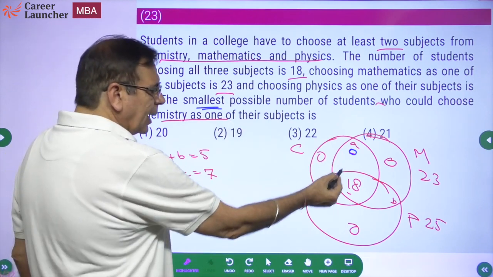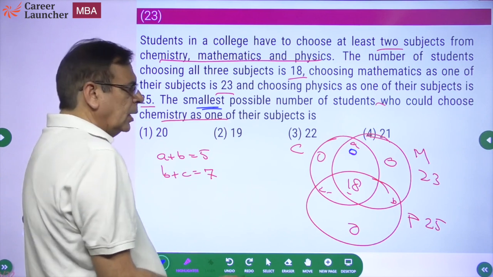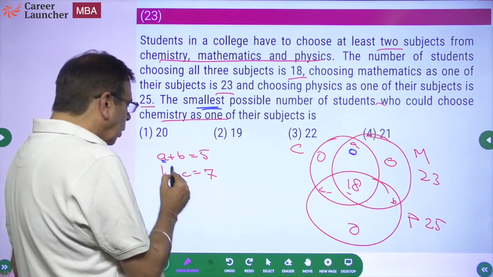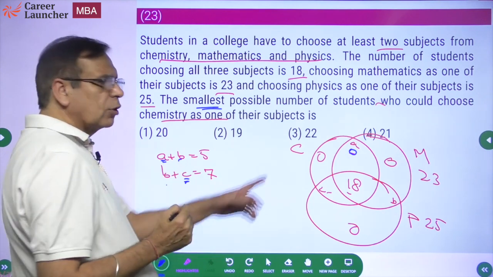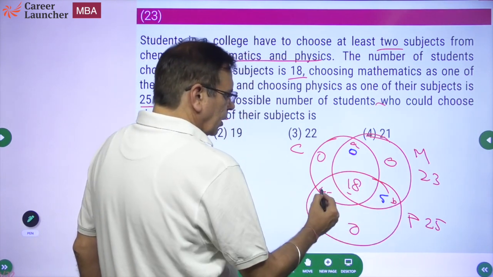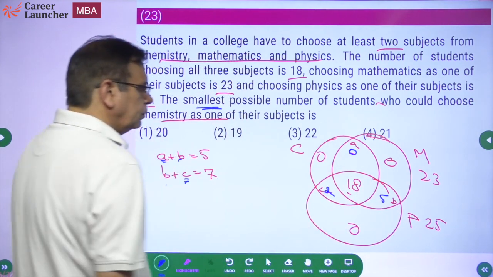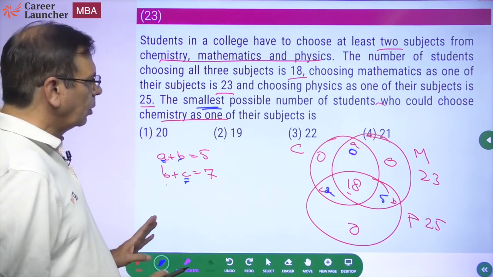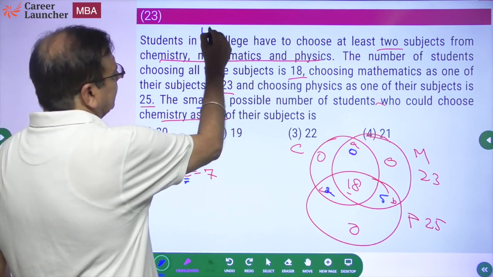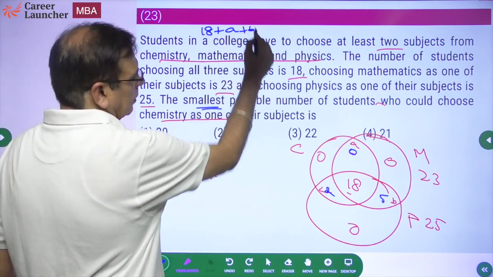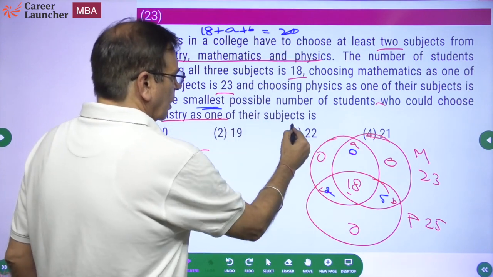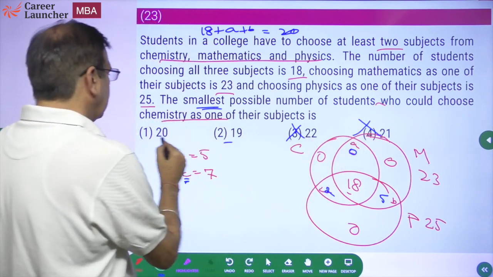So I will start by keeping A and C as small as possible. If I have to keep A small, B will be bigger. If B is bigger, C will be small. So both these are small means B is bigger. So the smallest possible value of A is 0. If A is 0, B will be 5. C will be 2. Right? So what are we looking for? We are looking for chemistry. What is chemistry? We are looking for 18 plus A plus C. In this case, what are we getting? 18 plus 2, 20. Two choices gone. We are left with these two choices.